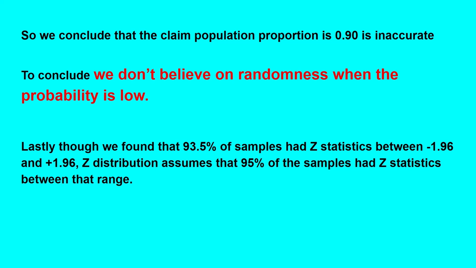To conclude, we don't believe in randomness when the probability is low. This is the theme behind most of statistics. Believe me, you will thank me if you remember this idea for a long time. Lastly, though, we found that 93.5% of the samples had G statistics between minus 1.96 and plus 1.96. The G distribution assumes that 95% of the samples have G statistics in that range.